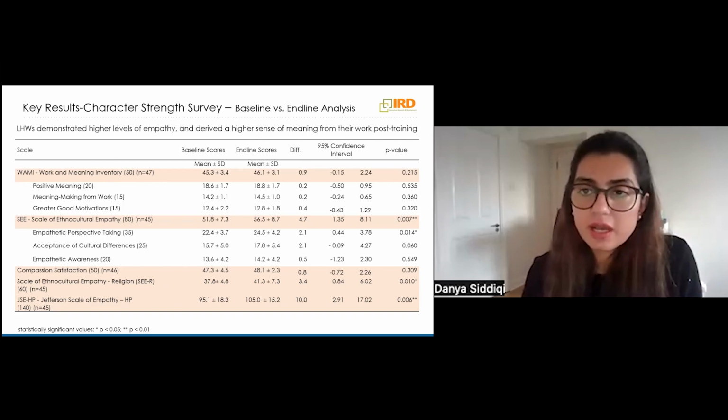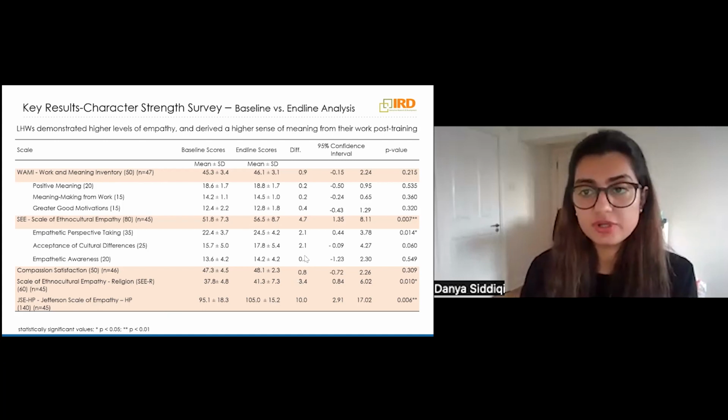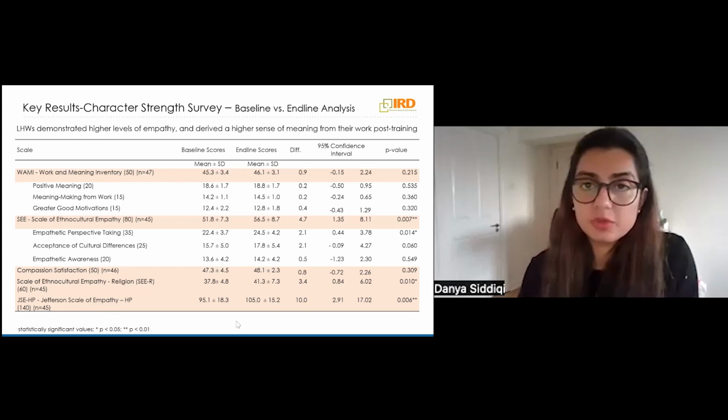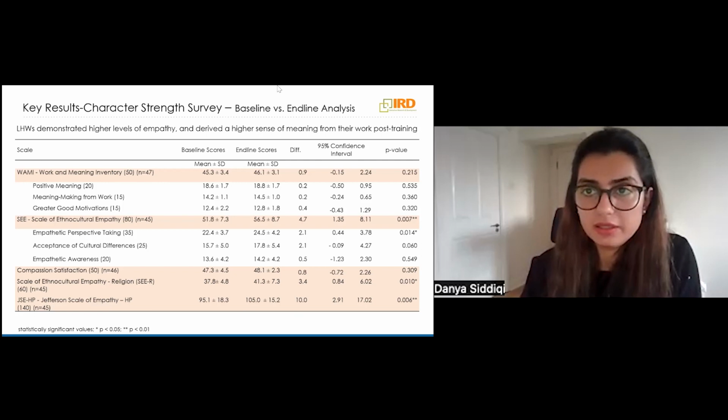And then the last column shows the p-values. We see that the scores for the scale of socio-cultural empathy, the religious perspective, and the Jefferson scale of empathy showed statistically significant increases at the endline. So again, this shows that the curriculum helped increase empathy, as well as interpersonal communication skills among the participating lady health workers.